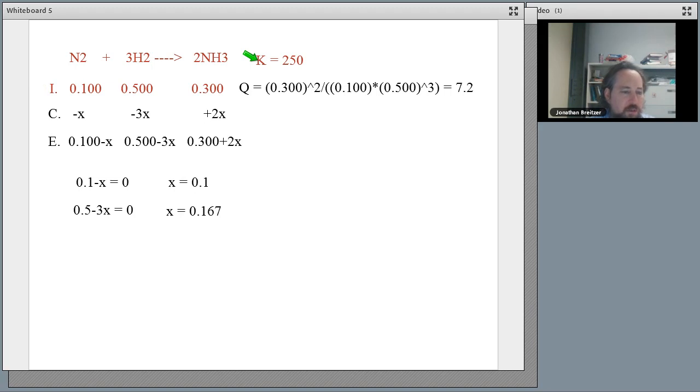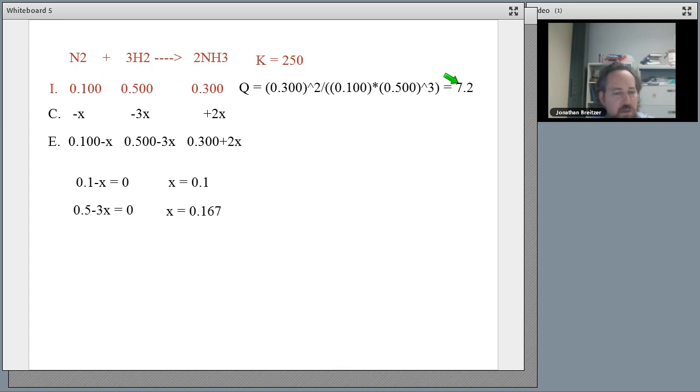This would be rather difficult to do mathematically, and you'll see why in a moment. First, we calculate what Q is. Q is the equilibrium quotient, and it's based on the initial values. Q is calculated exactly the same way as K is, except the concentrations are not equilibrium concentrations. So I took the amount of ammonia, squared it, and that's on the top of the fraction. On the bottom, the amount of nitrogen times the amount of hydrogen cubed. And that all comes out to 7.2.